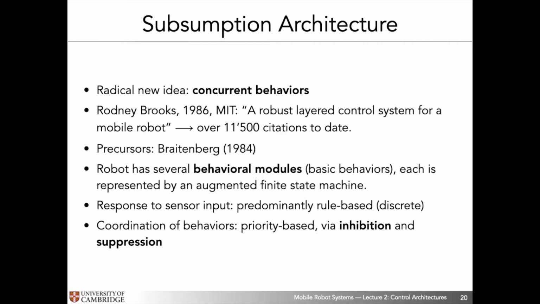Okay? So what it builds on is that robots have several behavioral modules, so basic behaviors. And each basic behavior, we can assume, is represented by an augmented finite state machine. And the other two key points about the subsumption architecture are that the response to the sensor input is actually predominantly rule-based, so discrete.